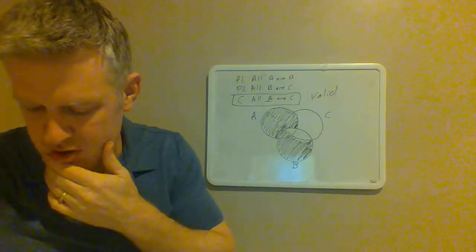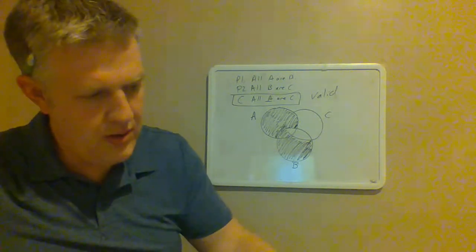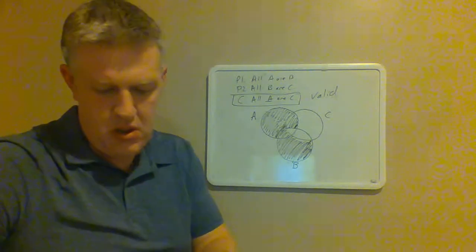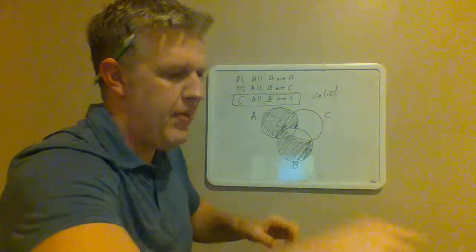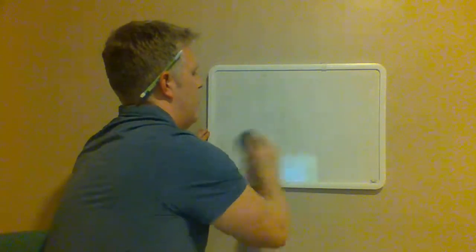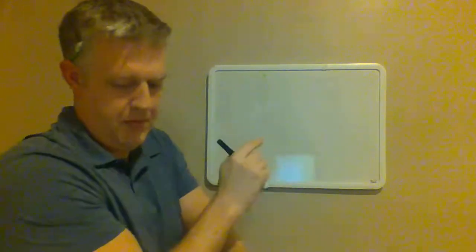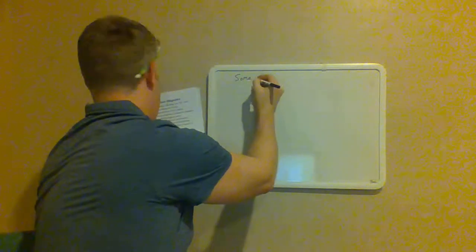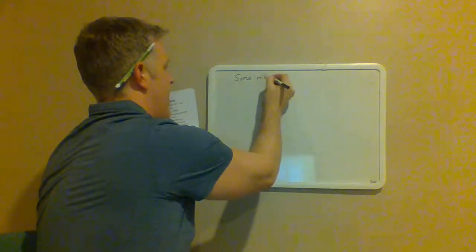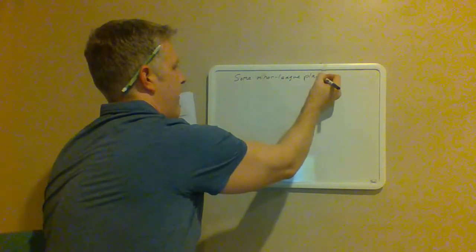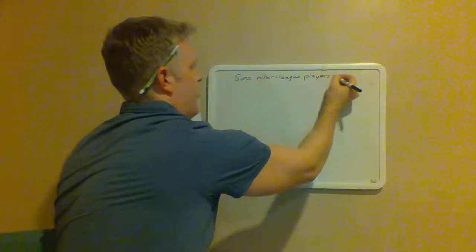Hold on one second, let me make sure I've covered all the points I want other than my examples. Okay, so I wanted to wrap up the video by going through some more examples. Bear with me as I write down the examples. So we have a statement: some minor league players are slow.